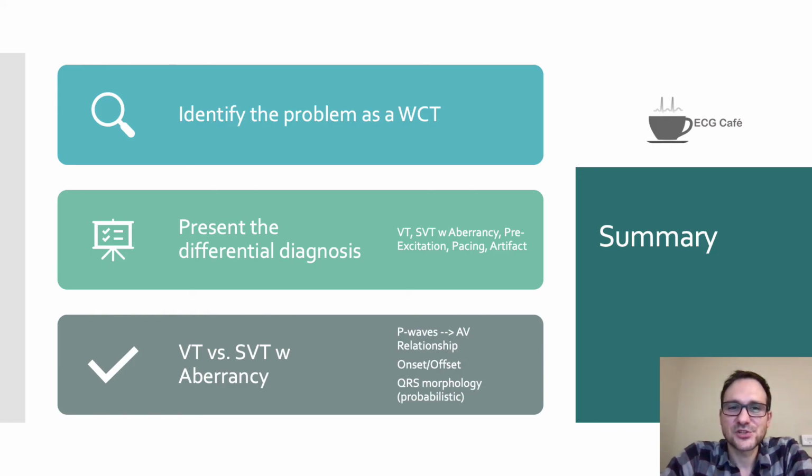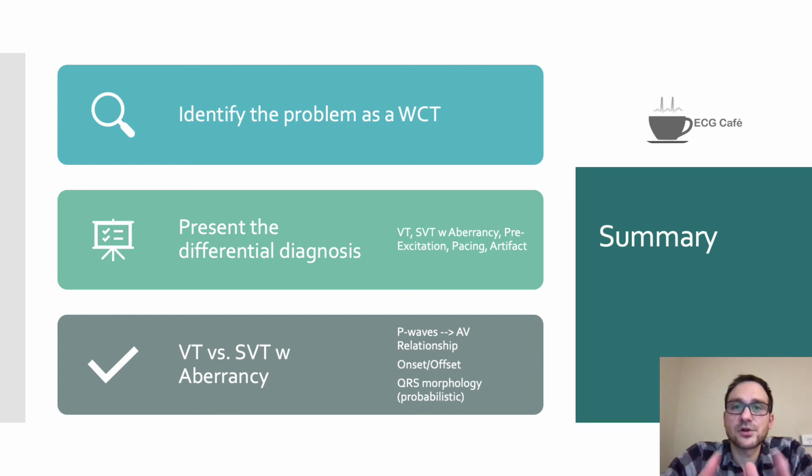So that brings our session to a close. To summarize, the first step is to identify that this is a wide complex tachycardia. If the QRS width is greater than 120 milliseconds, or 3 little boxes, it's considered wide, and it has the usual 5 differentials. Then you can narrow the differential diagnosis further, and once you're down to VT and SVT with aberrancy, you can use the tools that we learned here to help narrow it further.